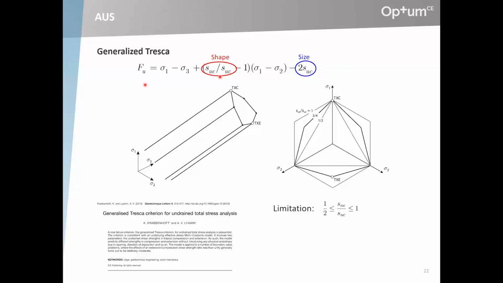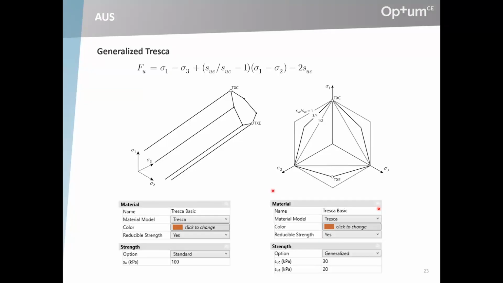There is a limitation to this model. We call it the generalized Tresca model, as I mentioned, and that is that the extension to compression ratio must be between 1/2 and 1. Otherwise, the yield surface becomes non-convex. So this model is available both in G2 and G3. It's actually just called the Tresca model, and then there's an option. It can either be the standard Tresca model, so then there's only a single SU, or you can go for the generalized one, and then there's SuC and SuE.